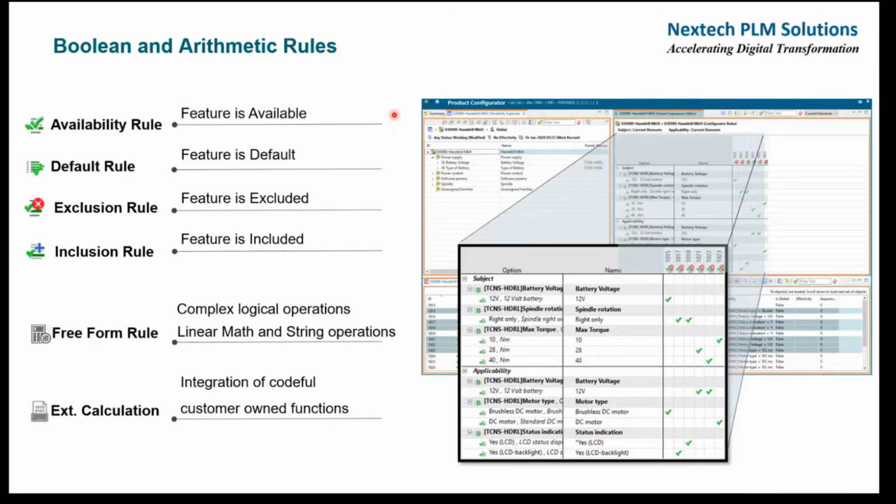So it will by default select petrol. This is something you can define in the default rule. Exclusion is the features which would be automatically removed.